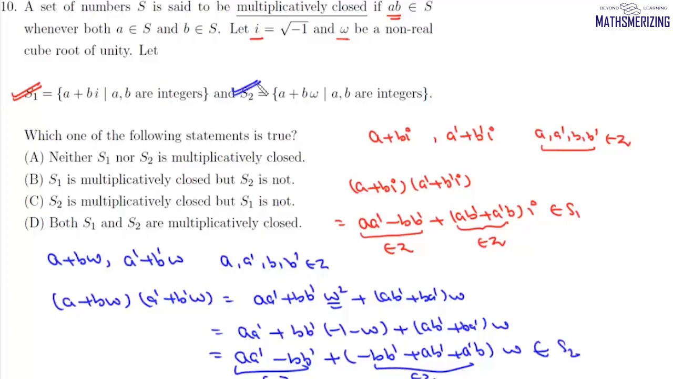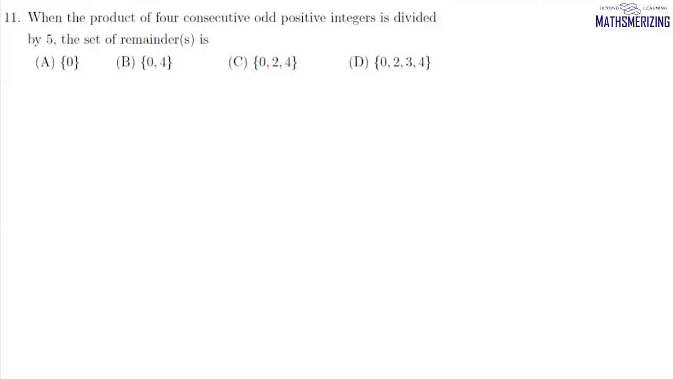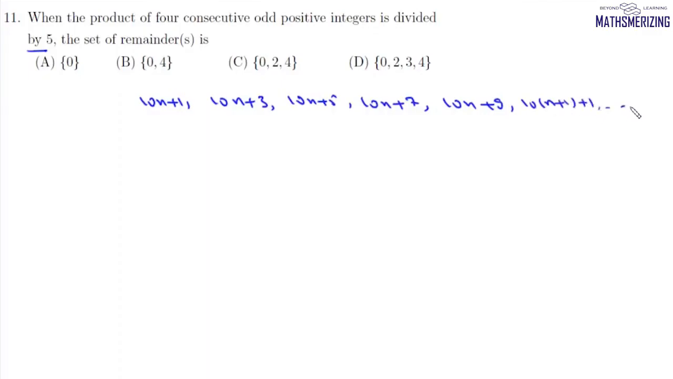So the answer to this question is both S1 and S2 are multiplicatively closed, and that's your option D. Now here the question is, when the product of four consecutive odd positive integers is divided by 5, then the set of remainders is. We can write consecutive odd numbers as 10n plus 1, 10n plus 3, 10n plus 5, 10n plus 7 and 10n plus 9, and then again it'll follow the same sequence, 10n plus 10 plus 1, etc.